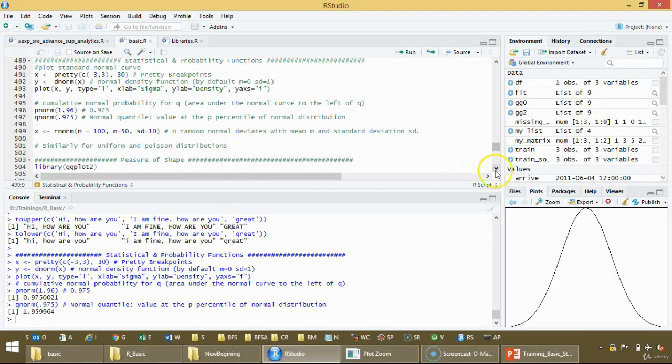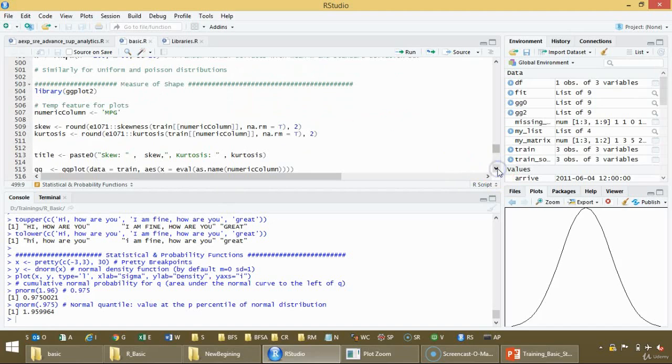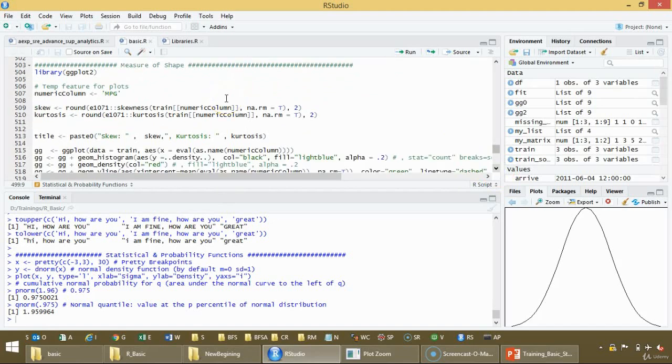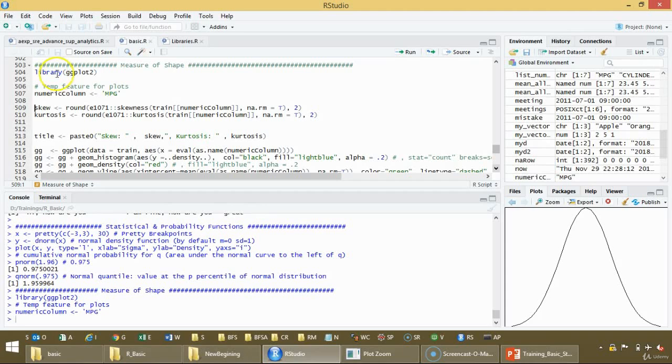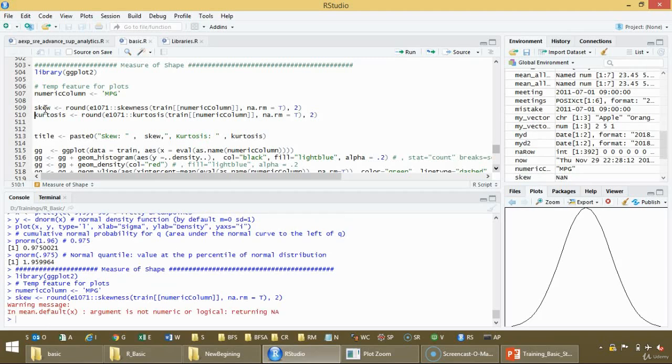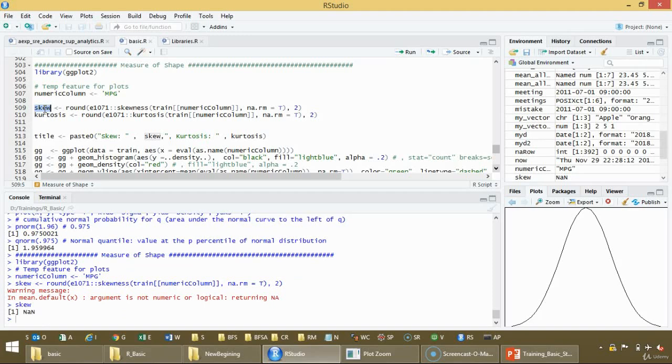Okay. Now let us see a few things about the measurement of shape. Let us go ahead and run ggplot. We'll draw it, and for the numeric column we have put MPG. If you want to know the skewness, it is defined in multiple libraries. We'll be using e1071, which has skewness. Let us see, line 509 is giving skewness, and if you run the skewness, this is giving NaN.